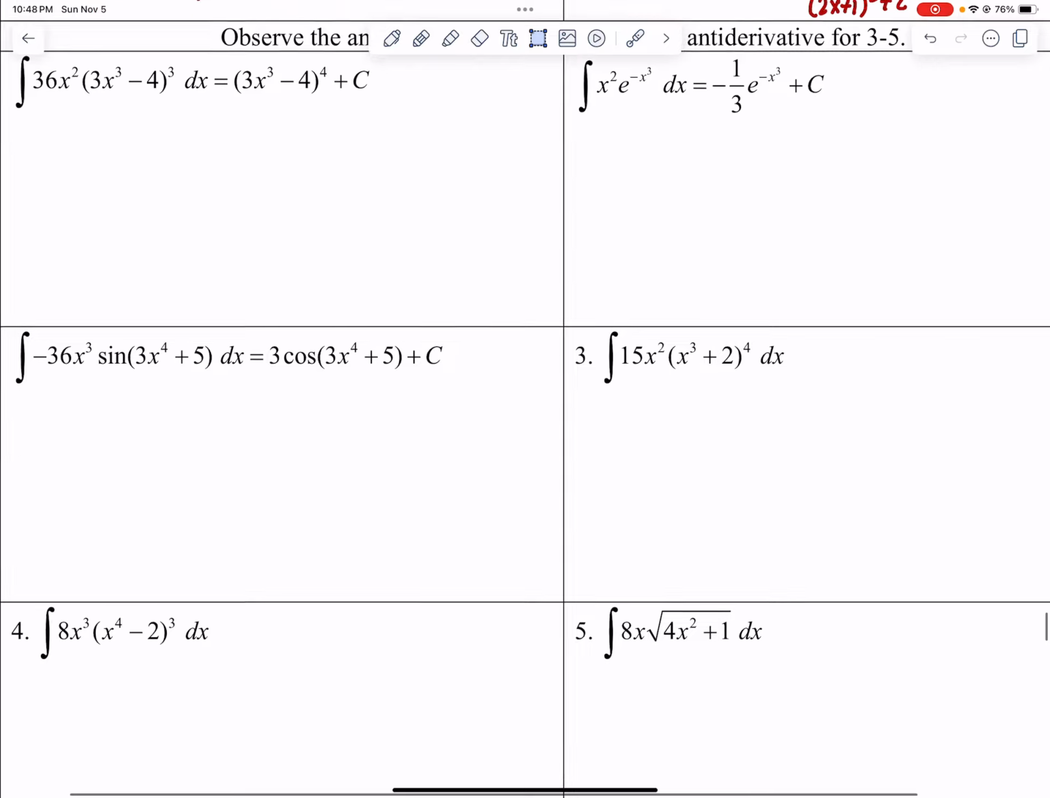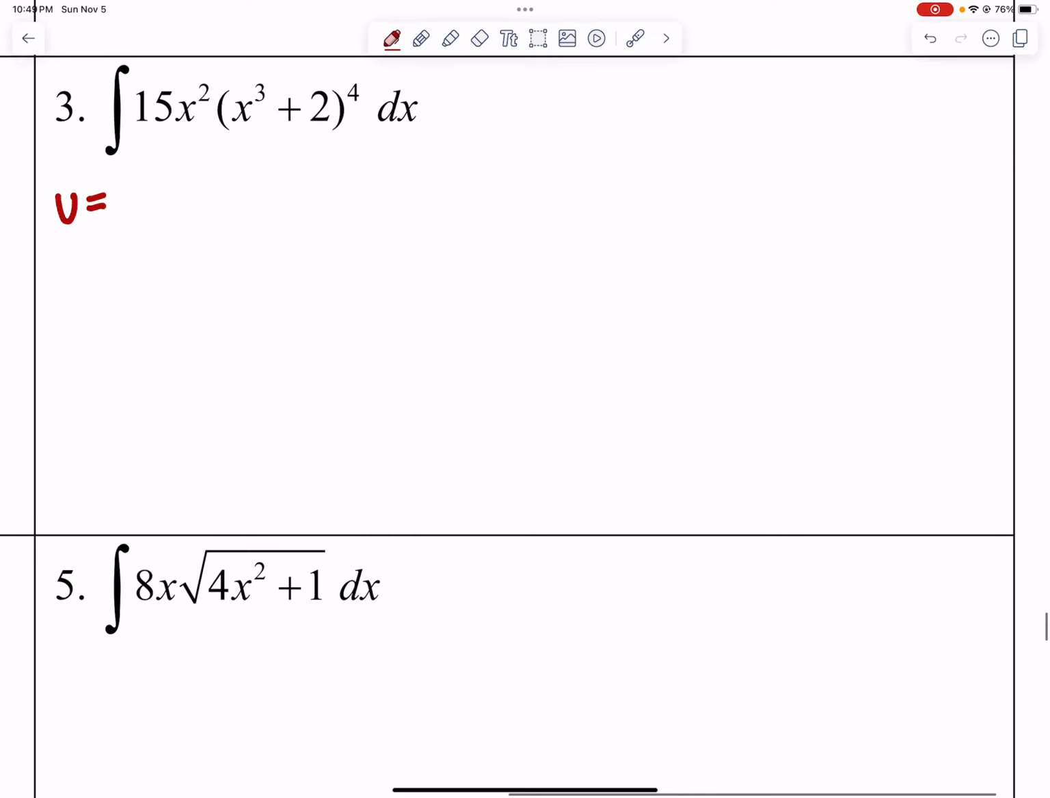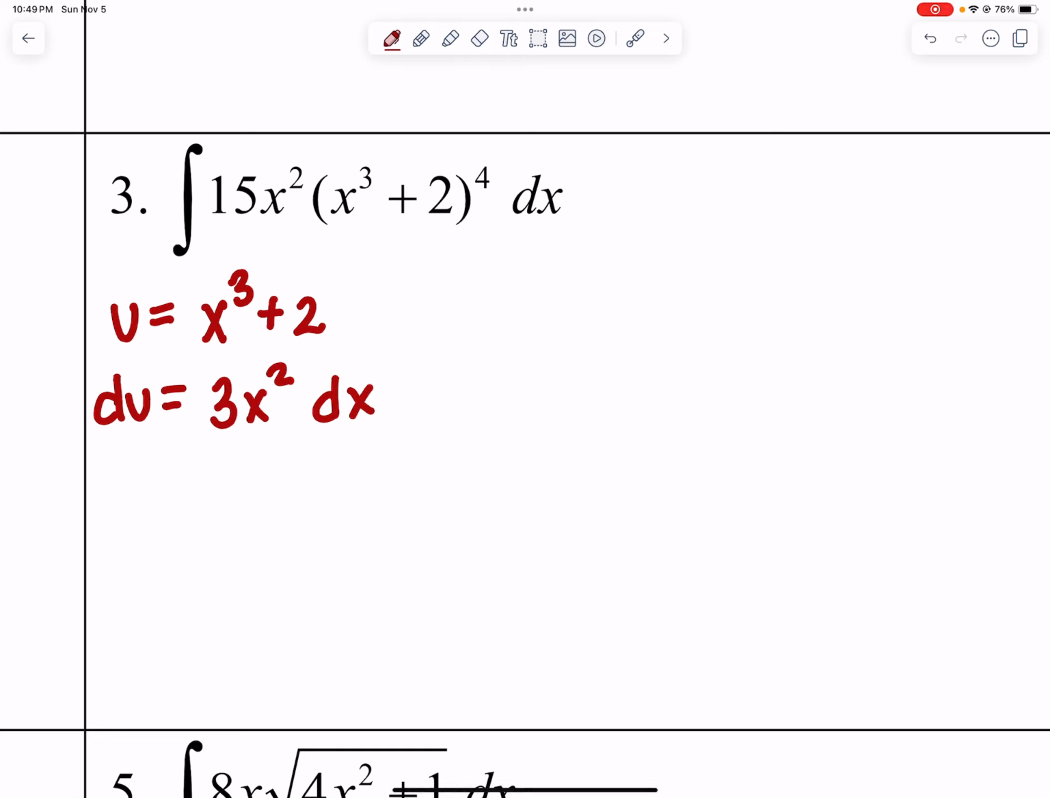All right, so let's look at number 3. To figure out what your u is, remember that it has to look like a composition. So I can't have u being 15x squared because that's not a composition of functions. Instead, looking at this one right here, where we have (x cubed + 2) to the 4th power, I'm going to have x cubed + 2 represent u. I'm going to have du be 3x squared dx. So dx is 1 over 3x squared du.